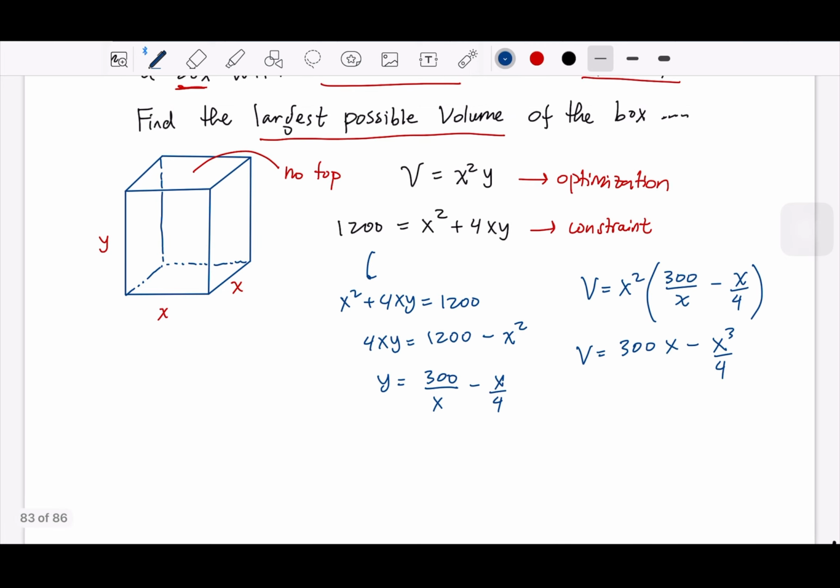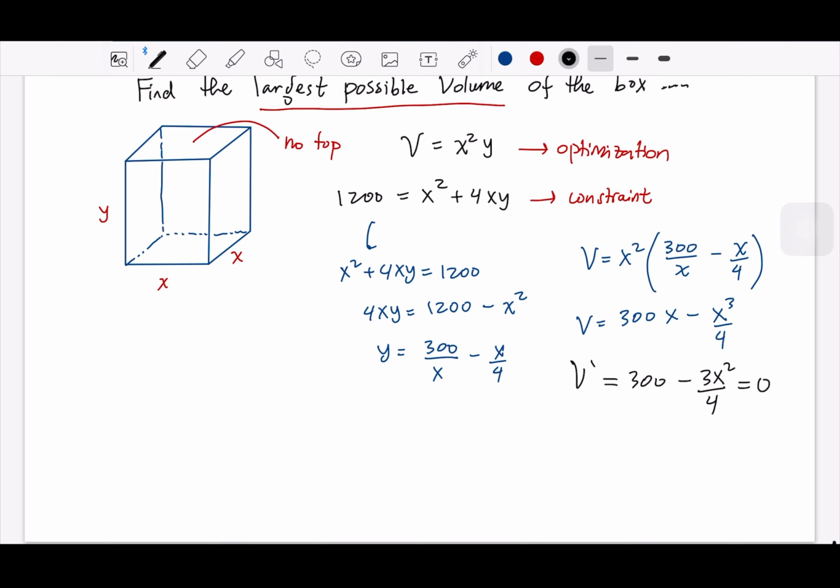Now to optimize, to find the largest volume, we need to find the critical point from this, our new function. So we need to derive. V prime becomes 300 minus 3x squared over 4. To find the critical point, we set this equal to 0. So 3x squared over 4 equals 300. This results in x squared equals 400, x equals plus minus 20. But of course, negative is not possible in our case. So we take x equal 20 centimeters.